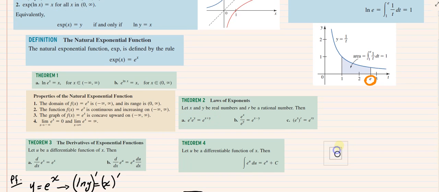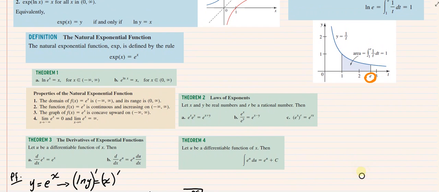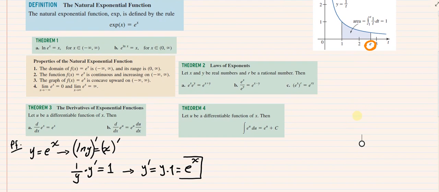Theorem 3 looks at the derivative, and Theorem 4 the antiderivative of the natural exponential function. Theorem 3 tells us the derivative of the exponential function is itself. That's interesting. That means the rate of increase of the function is the exponential itself. Very interesting phenomenon. And the proof of that is actually a very easy proof right here.